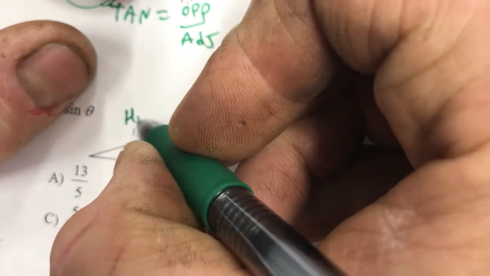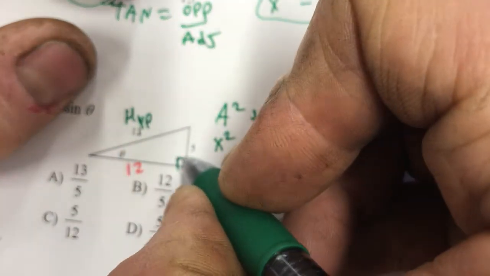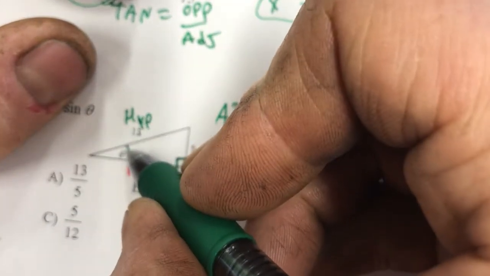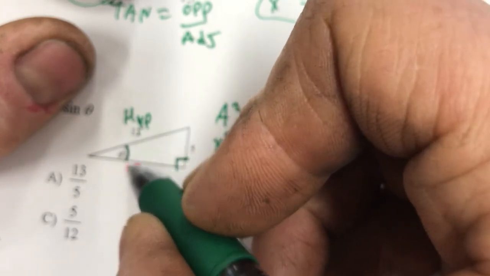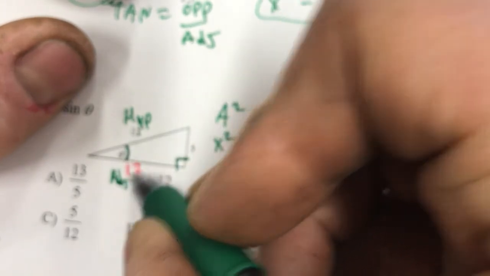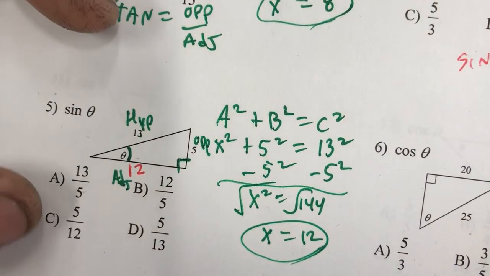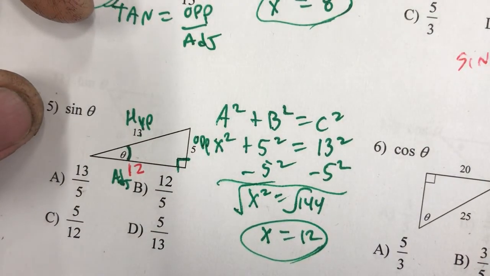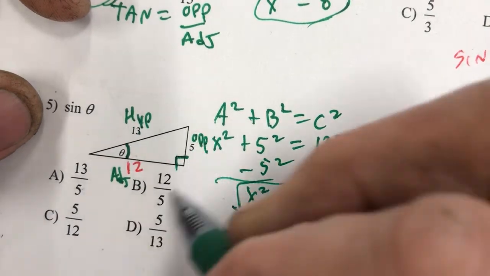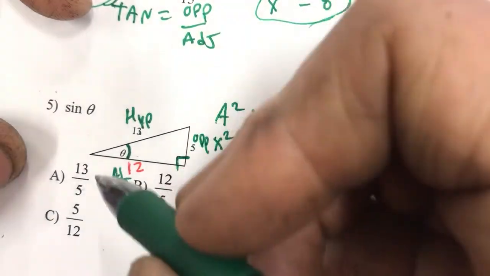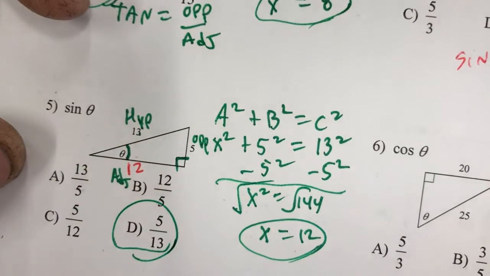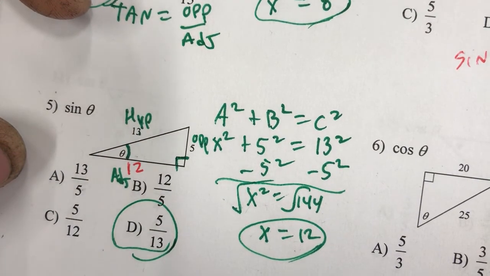Now label the sides. Here's my hypotenuse. There's the right angle, so there's my hypotenuse. Now here's the angle I'm dealing with, my theta. So this 12 is adjacent, right next to it. And this is away from it, so that's the opposite. Now sine is opposite over hypotenuse. So it's going to be 5 over 13. So there you go.